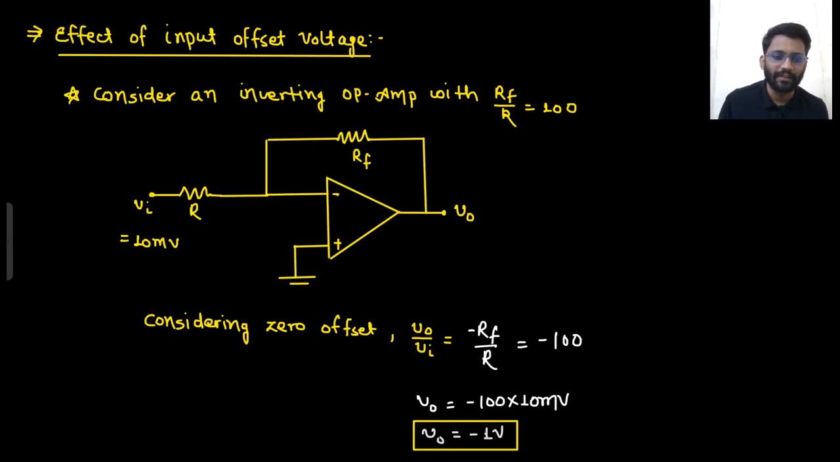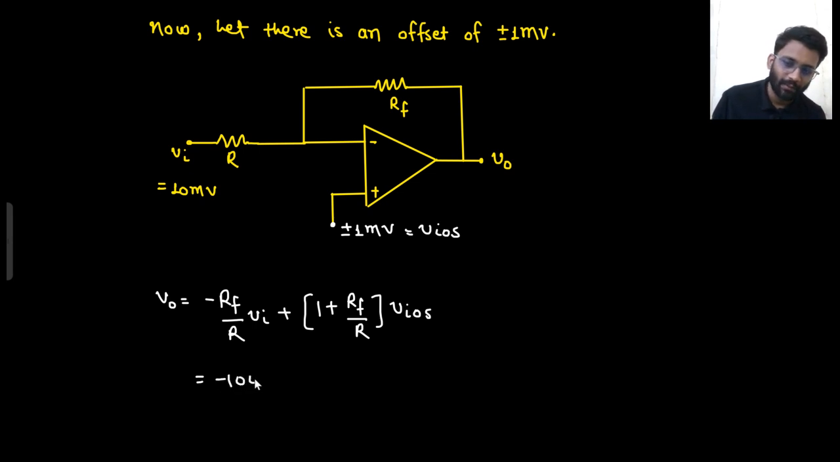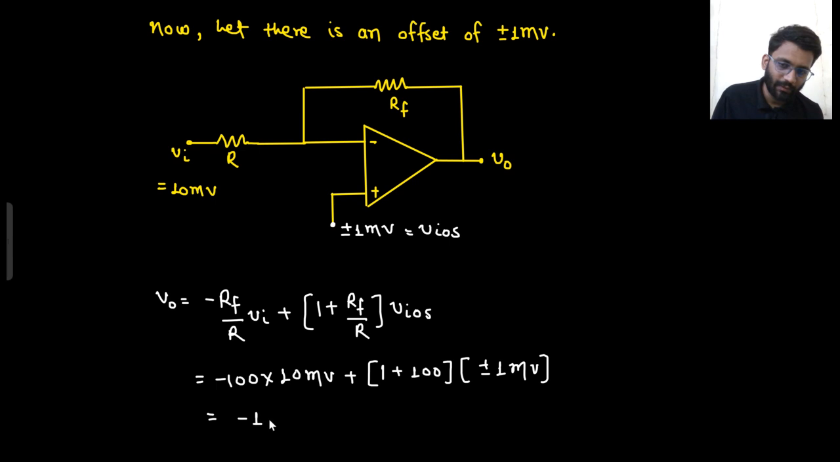So what is the value of RF by R? That is 100. So minus 100, what is the value of V in? V in is 10 millivolt, plus 1 plus RF by R. What is RF by R? RF by R is 100. And what is VIOS? It can be plus minus 1 millivolt, right? So it will be minus 1 volt plus 101 into 1 millivolt. So it would be plus minus 0.101 volt, right? Minus 1 volt plus minus 0.101 volt, because this is 101 already and 1 millivolt, 0.101.